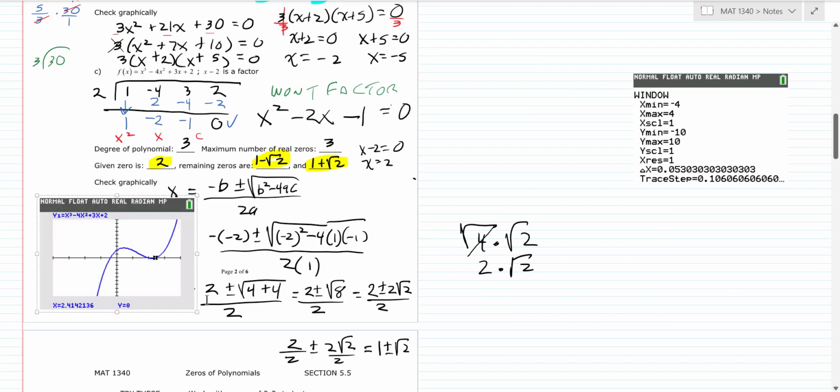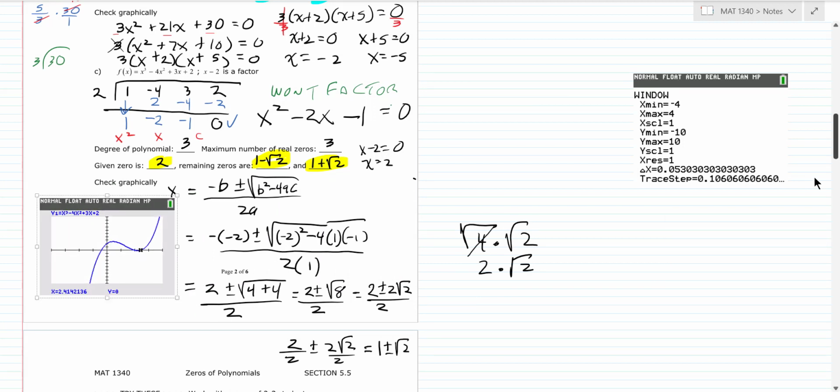So you probably want to just sketch a graph on here, and then it would be a good idea to label these. That one is the 2. This one is the 1 plus square root of 2. And then this one right here is the 1 minus square root of 2, like that.